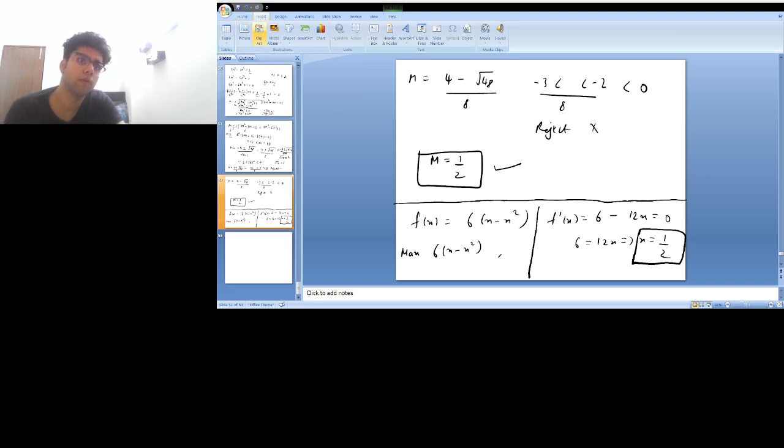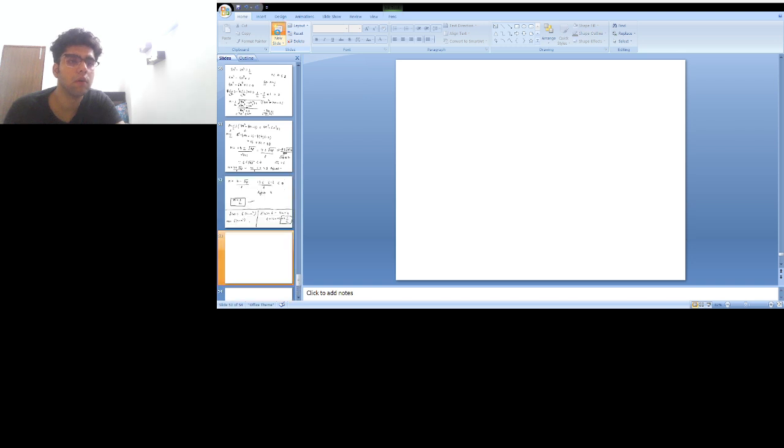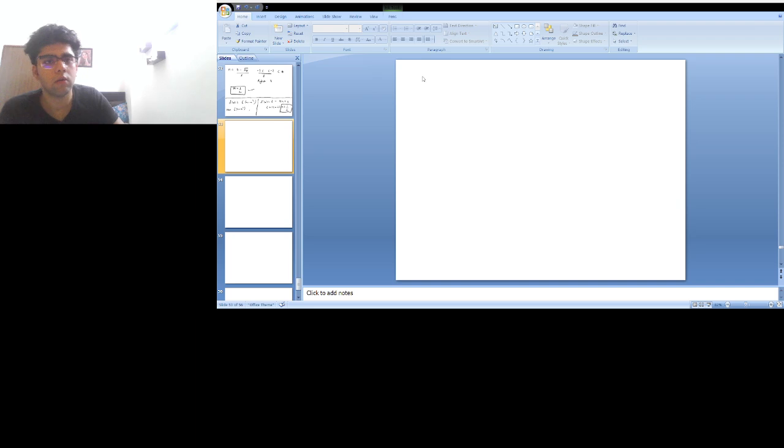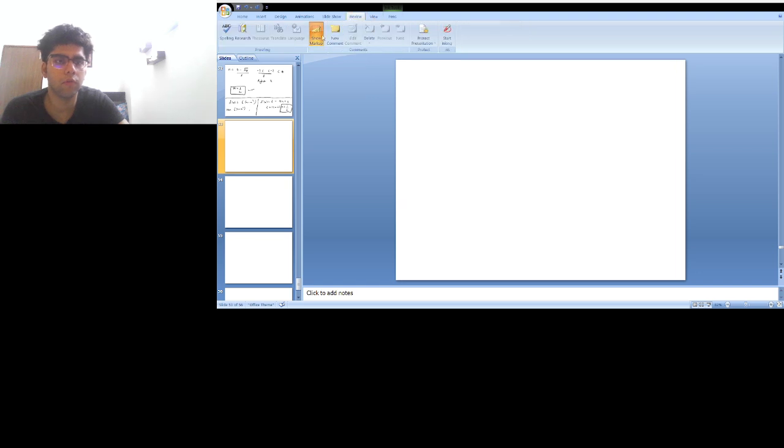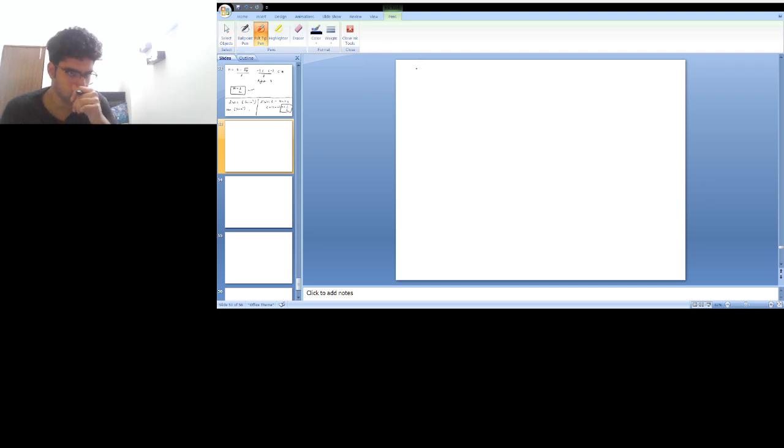Inserting some new slides. It's a very basic optimization problem. So I need to review for my pens. Yes, so this is my pen. So this gives me x is equal to half.